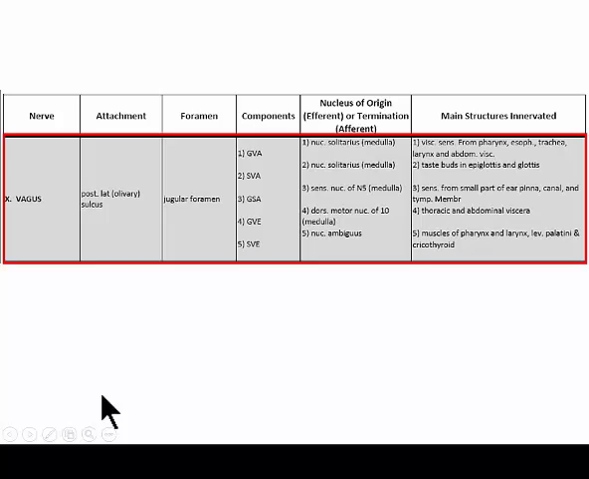That brings us to 10. 10 has a lot of components. It's also in that crowded area on the side where the medulla and the pons are meeting. Jugular foramen 9, 10, and 11. What do we got going on? GVA, nucleus tractus solitarius: sensations from the esophagus, the trachea, visceral sensations from abdominal viscera, from the lungs, stretch receptors, that kind of stuff. And also taste buds on the epiglottis and glottis. Nucleus tractus solitarius.